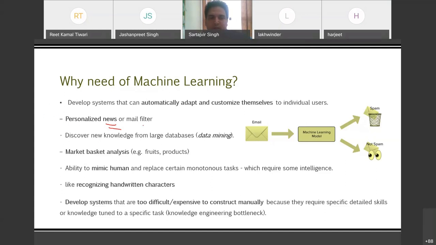And the second one is the mail filter. What does the mail filter do? It spams out your undesirable emails and gives you the desirable emails. So there is a kind of mail filter which is based on machine learning and provides you the relevant emails. Another part which requires machine learning is the ability to mimic humans, such as recognizing handwritten characters, etc.